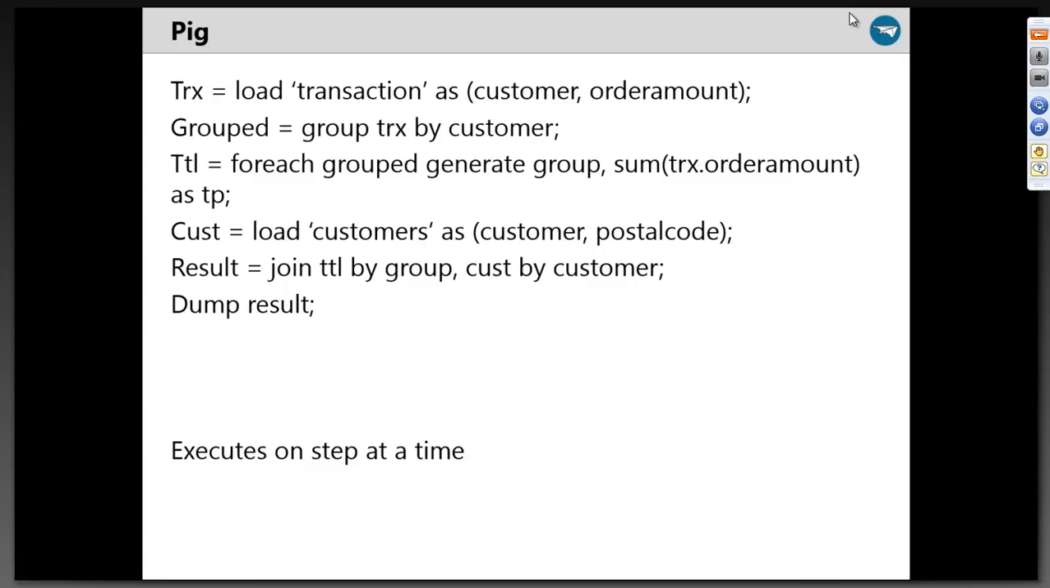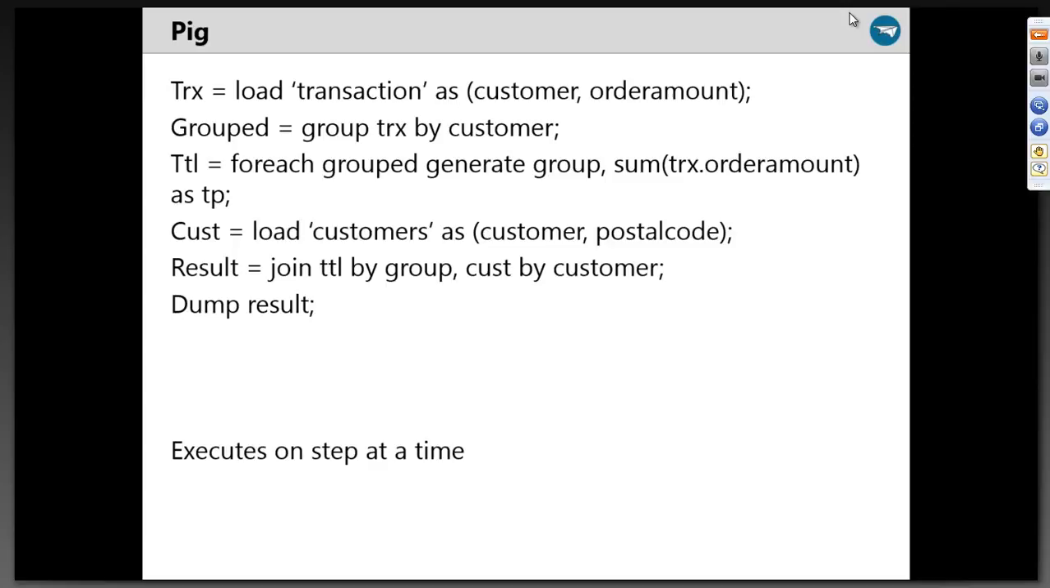So Pig looks like this. Keep in mind that these are actually different Pig commands being executed in this one script, and this executes one step at a time. If we start at the very beginning, where we say trx equals, we're loading a table, saying trx is the transaction with its customer and order amount. Then we're grouping it: take trx and group it by customer. And once we have grouped, take ttl and iterate through grouped and summarize the order amount based on the group.